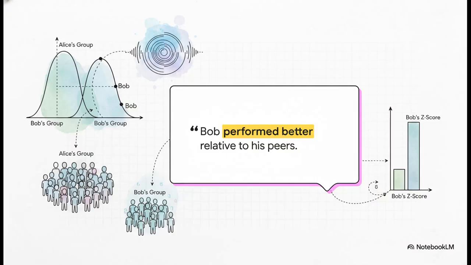And this brings us to our final verdict. Even though Alice had that much bigger raw score, it's Bob's Z-score that's higher. So Bob actually performed better relative to his peers. See? That's the magic of our universal translator.